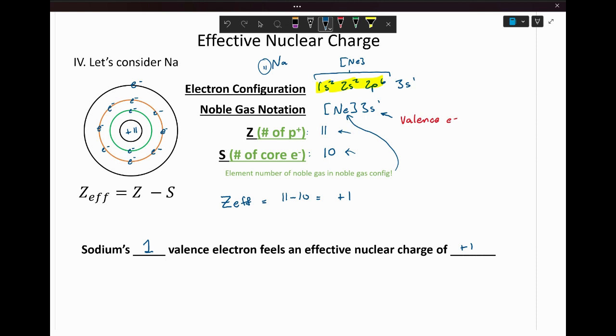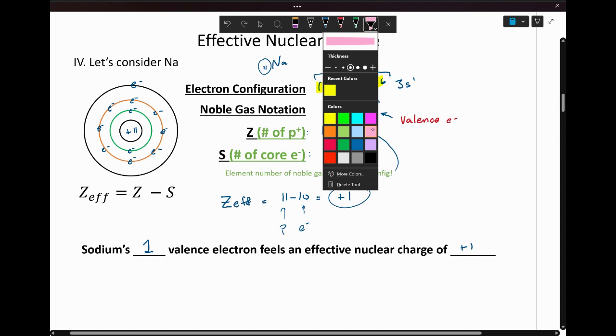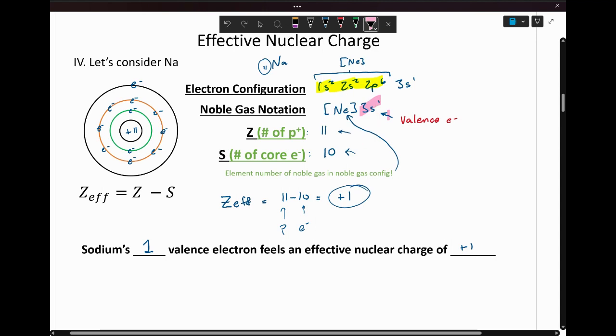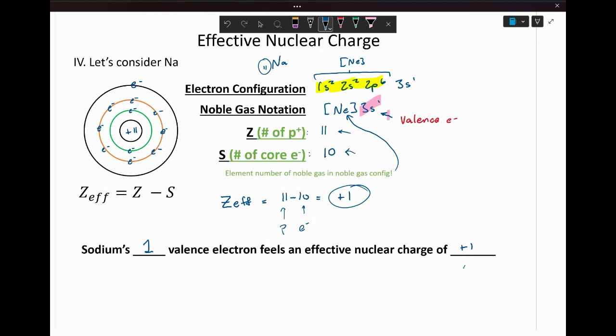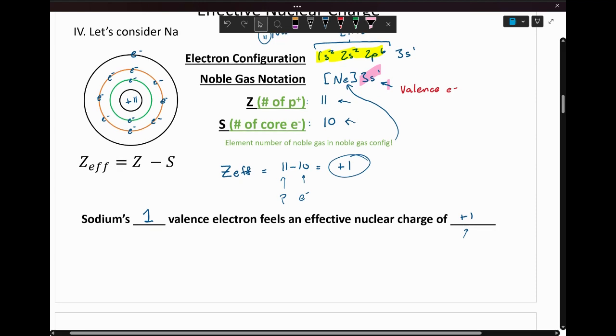And we said that when we calculate the Z effective, we take our number of protons, we subtract from that our number of core or shielding electrons, and we got plus 1. And we said that the one valence electron for sodium, the one that's outside of the noble gas configuration, receives a positive charge of plus 1 from the nucleus.